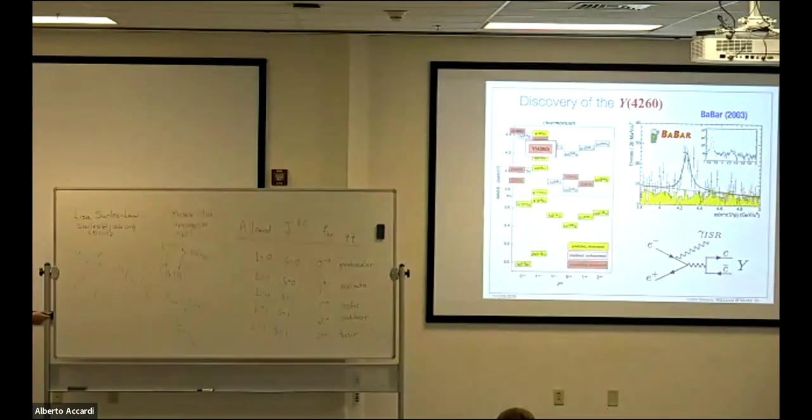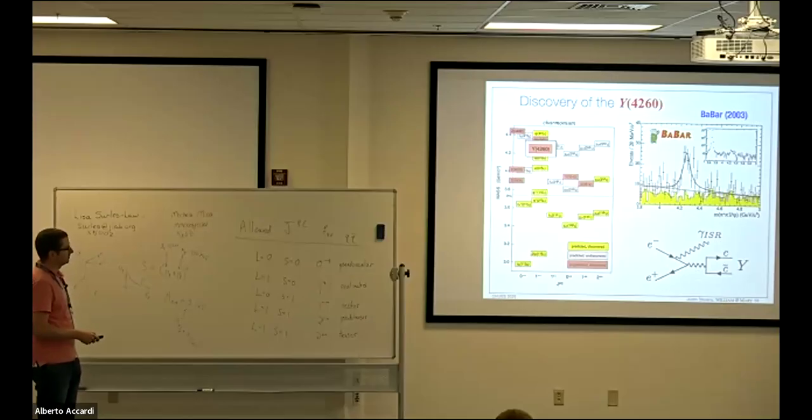So another example is the so-called Y4260. It's called Y. Why is it called Y? Because it's a vector quantum number, the 1 minus minus. So you can make it directly in electron-positron annihilation. So in that electron-positron annihilation, turns out you can emit photons in the initial state to give you the right mass to produce the state Y.